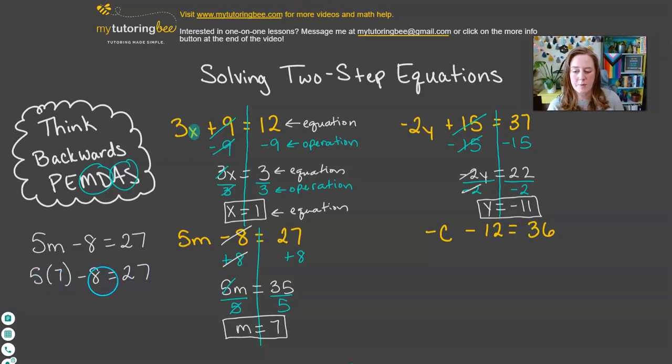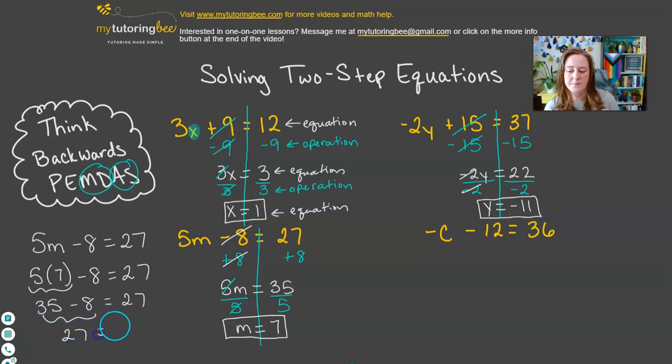So order of operations tells us to do multiplication first. So we're going to multiply 5 times 7. That gives us 35. Okay, and now the last operation that we have left is 35 minus 8. So that is 27. So we can see that we wound up with 27 on both sides of the equal sign. So that tells us that we found the correct solution for m.